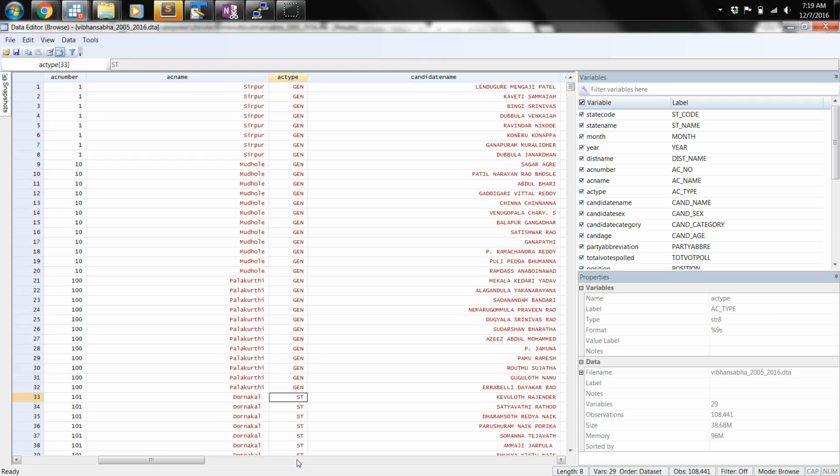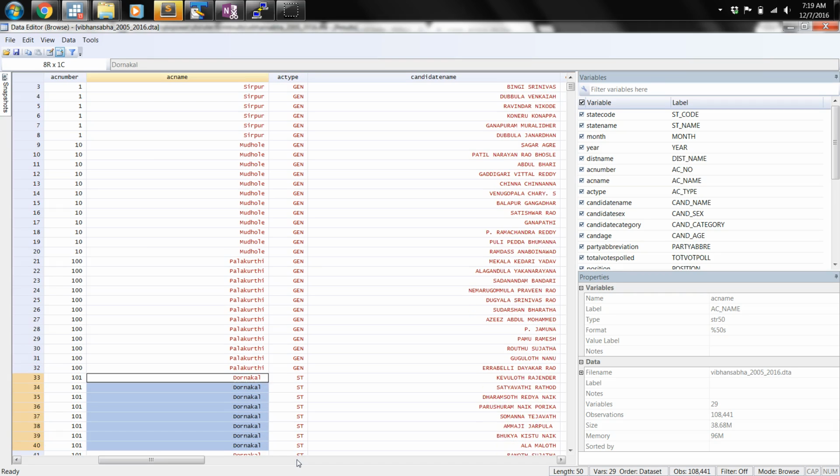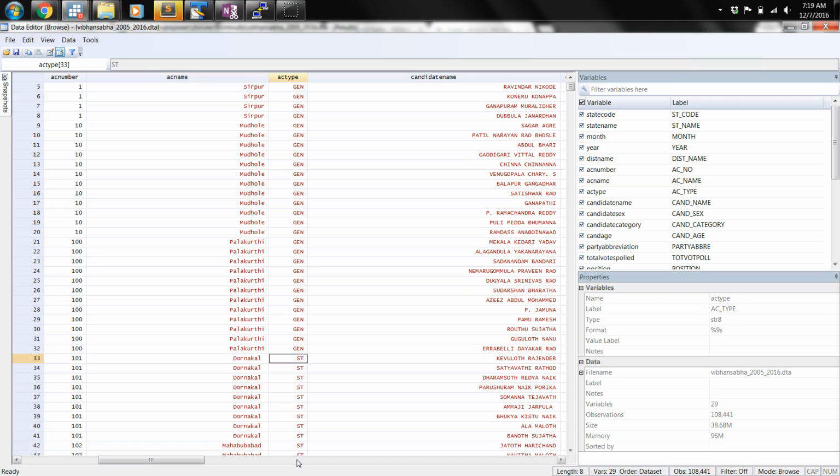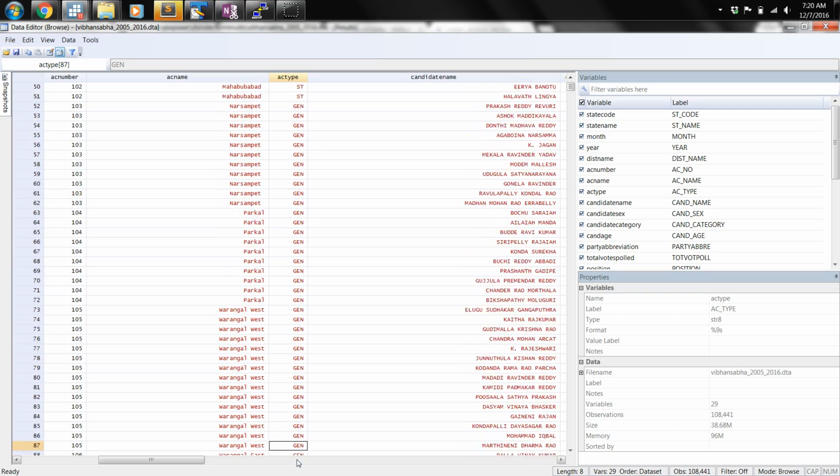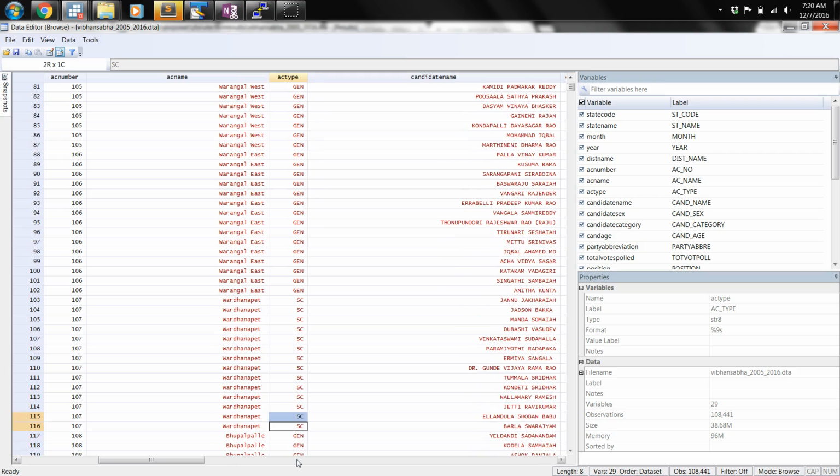But if you go down here to this assembly constituency, Dornakal, this is reserved for people of scheduled tribes. So what that means is only scheduled tribe people who are officially designated as historically from scheduled tribes are allowed to stand for this seat. So you can't run for office unless you are a scheduled tribe person. Whereas in this general one, anybody can run. And you can see over here, go further down, there are also some that are reserved for scheduled caste people. So only scheduled caste members can stand for office in this.